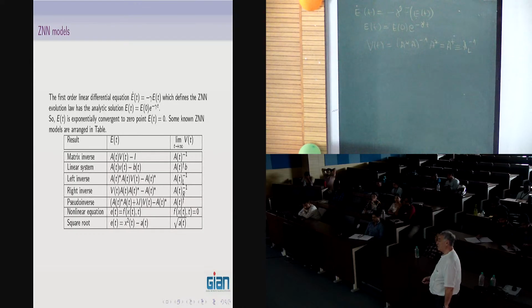Solving a nonlinear equation. Square root.